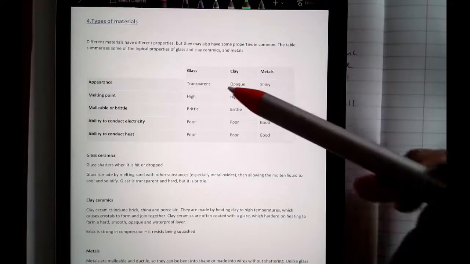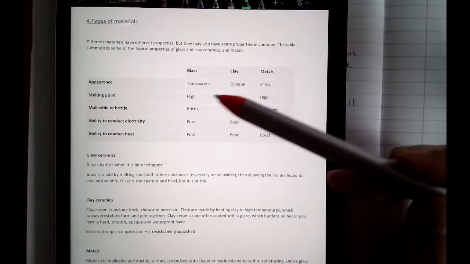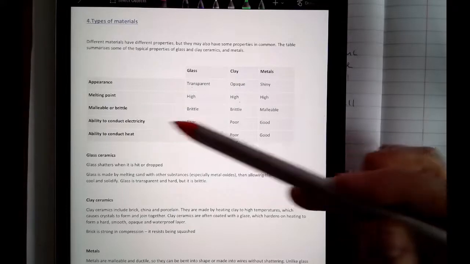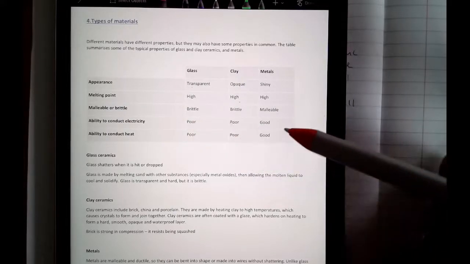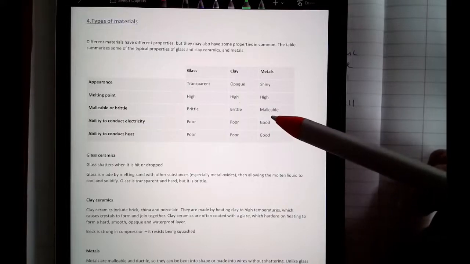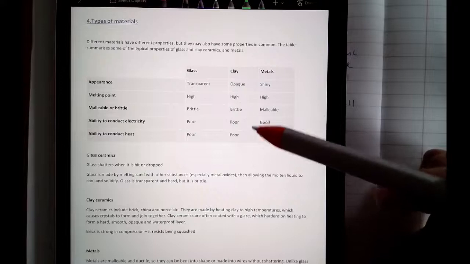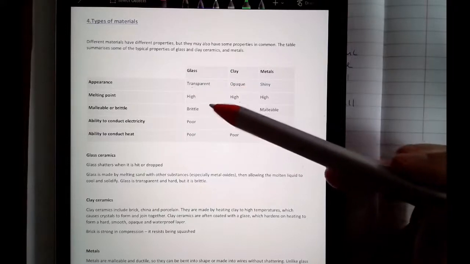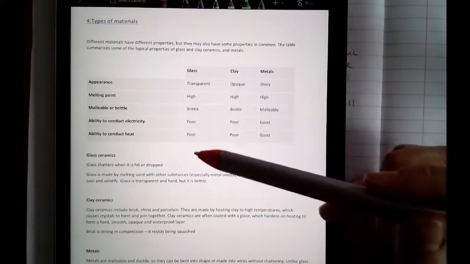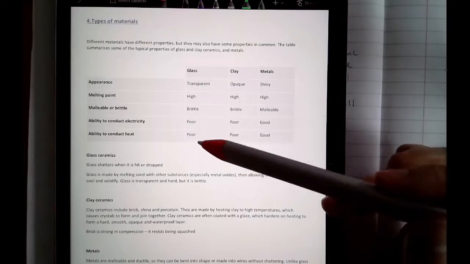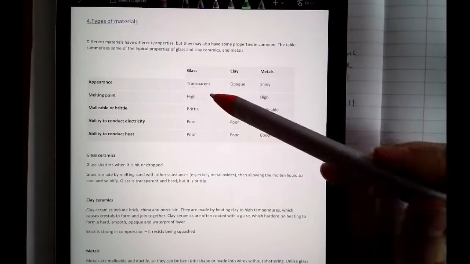If you've got an electrical wire, it needs to be able to conduct electricity. So glass can't, clay can't, so you pick a metal. You put a metal inside an electrical wire because it can conduct electricity, and that's important for a wire. For a window, which one of these would you choose? You want it to allow light in, you want to be able to see out, so you're going to pick the one that's transparent.